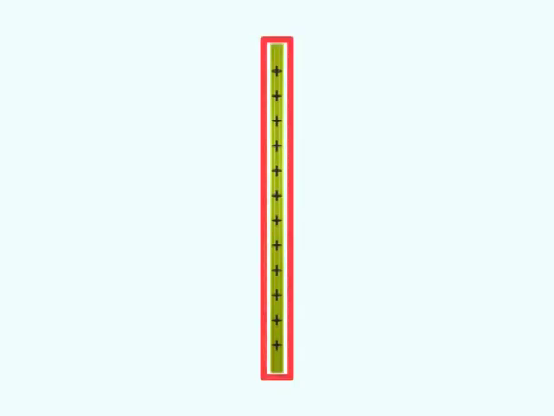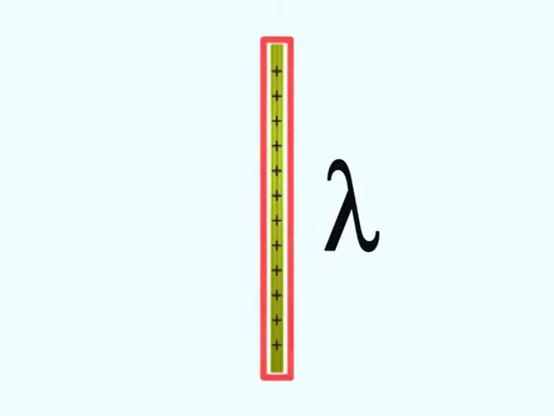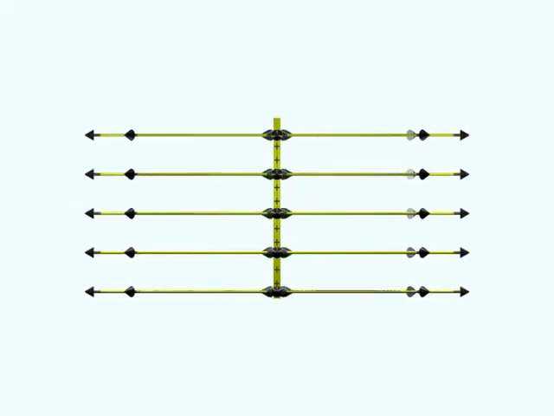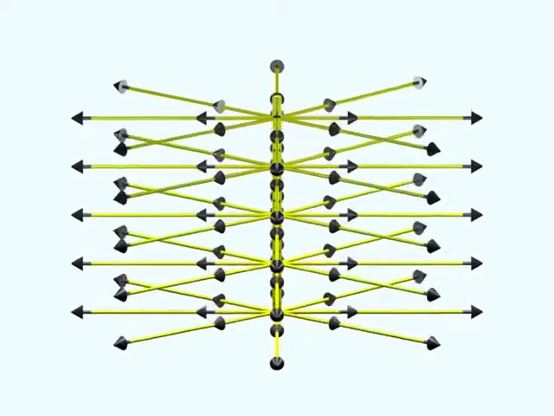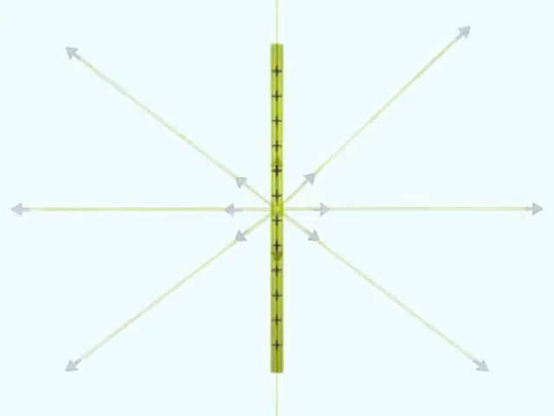Consider a thin, infinitely long straight line charge of length L having a uniform linear charge density lambda placed along the y-axis. By symmetry, it follows that the electric field due to the line charge at a distance r in any plane at right angles to the line charge is of the same magnitude and is directed radially outward.